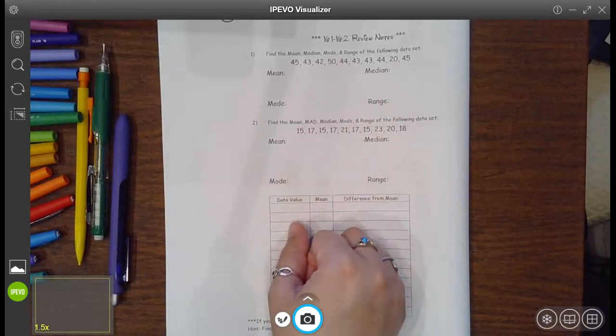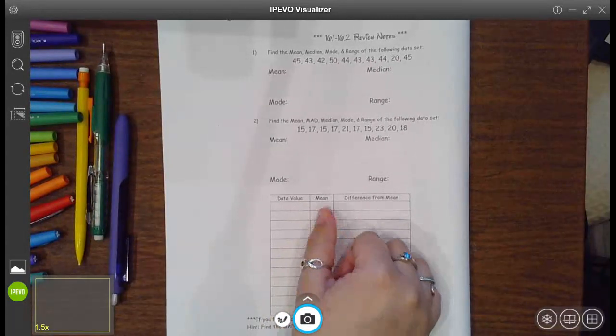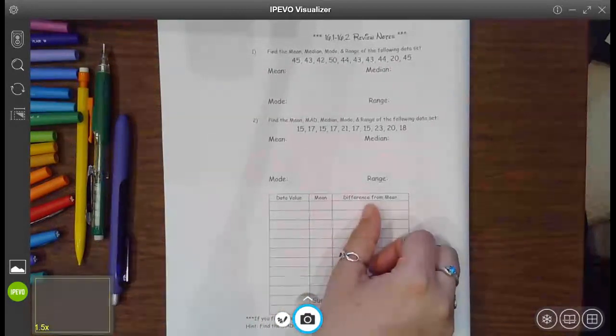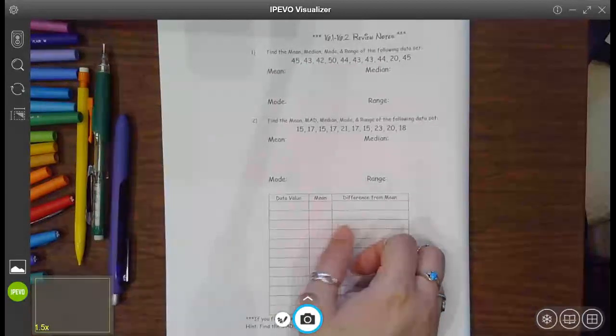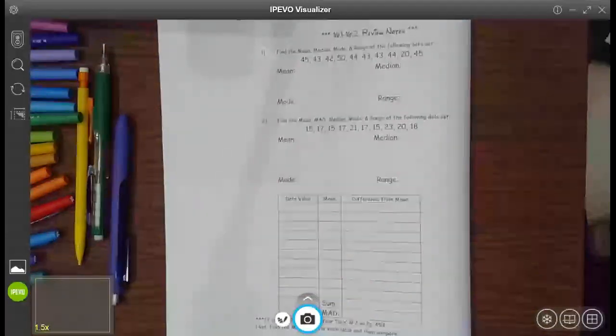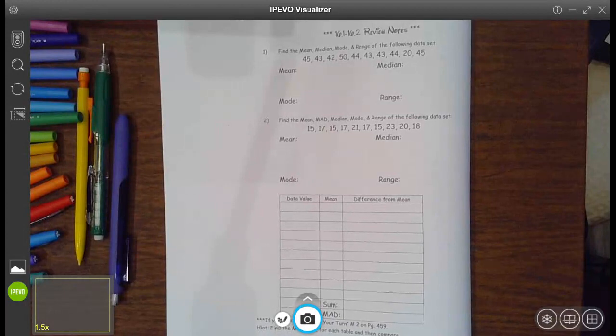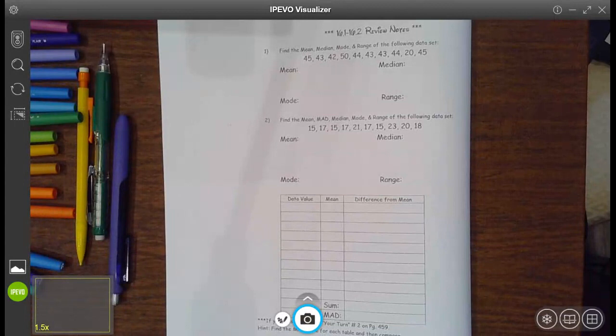Okay, and then the MAD, boy, it sure does make you mad that you have to find the mean twice within one problem. So you write down all the data values, you find the mean, then you find the distance each value is from the mean, and then you find the mean of those numbers. All right. Again, if you want to try any of these yourself, feel free to pause the video, try it, and then unpause it and come back.